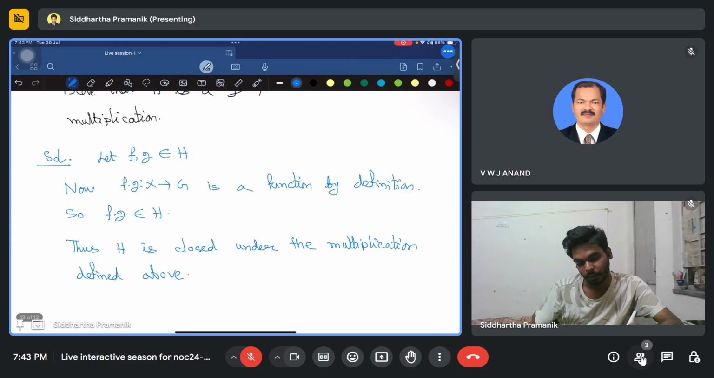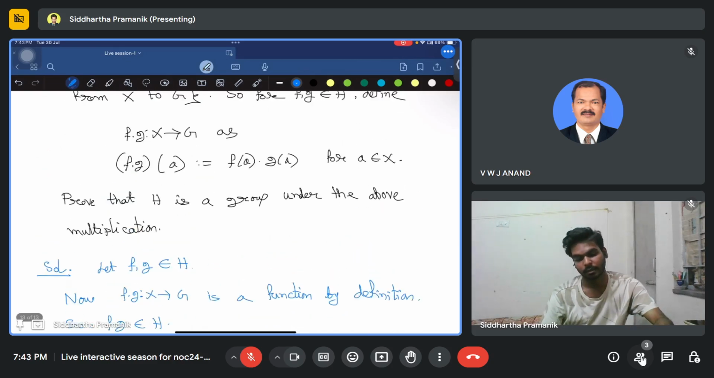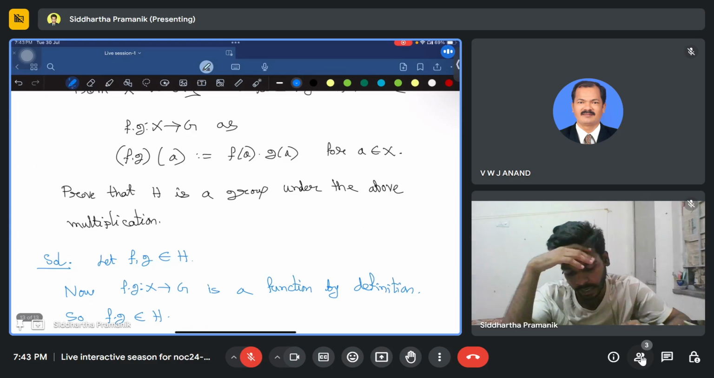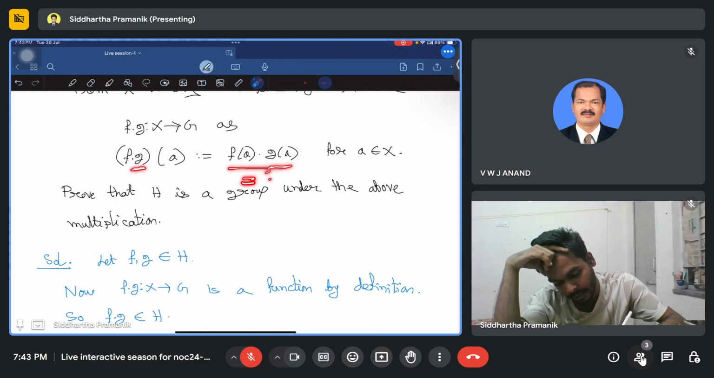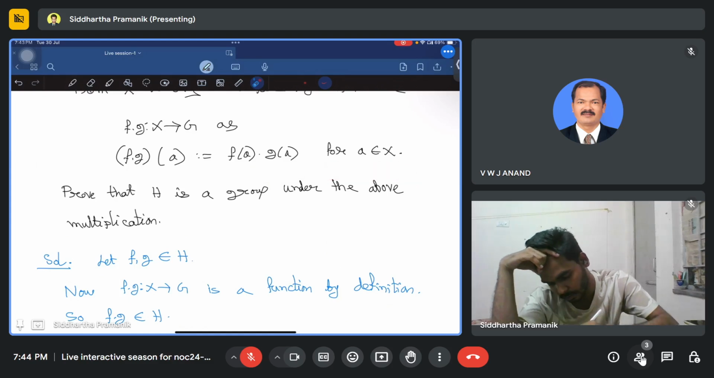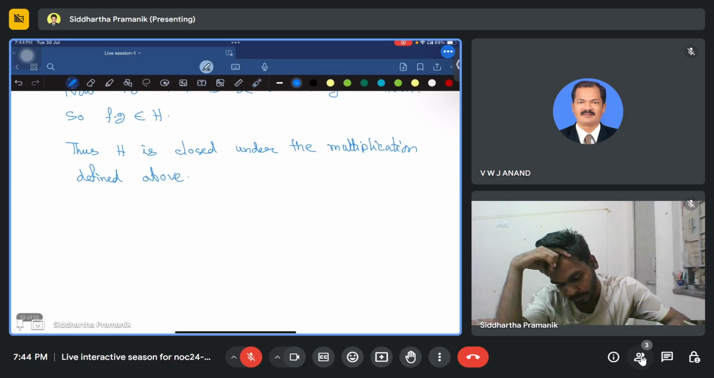Okay. Second one is the identity element. So we need to guess a candidate for that. So basically we need a function g for which this product will be the same as f of a for all a. So that means g of a should be the identity element of G, right? So let's write it down.